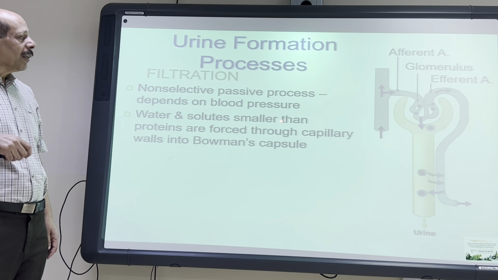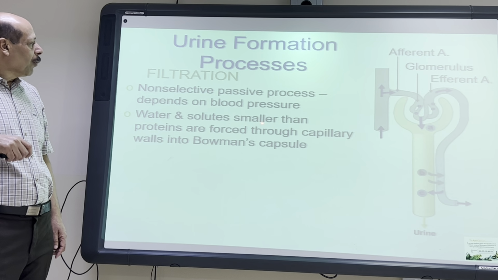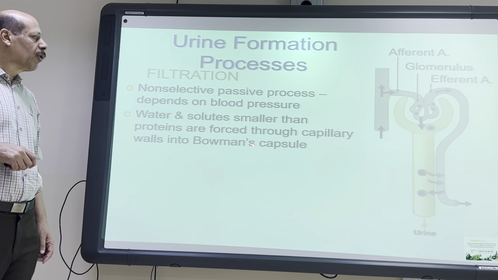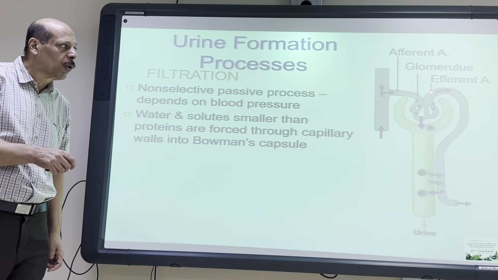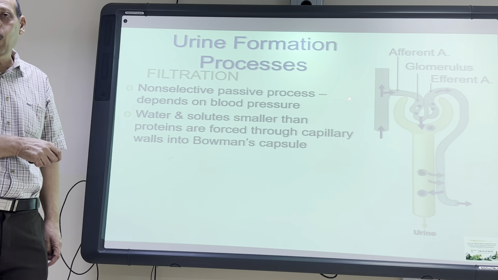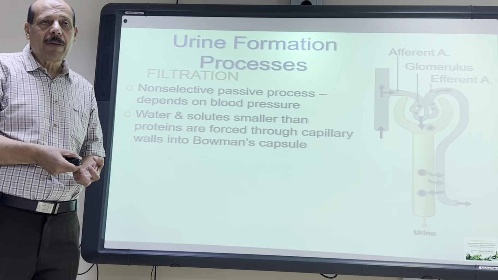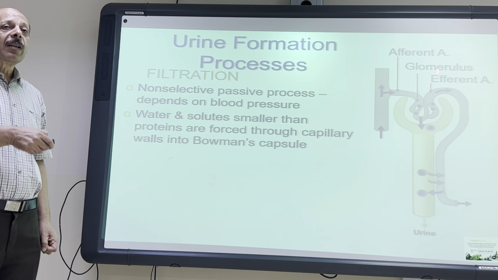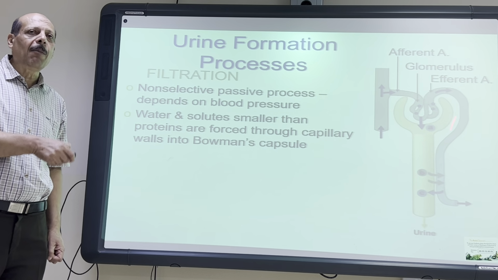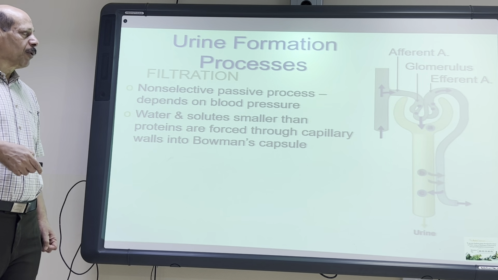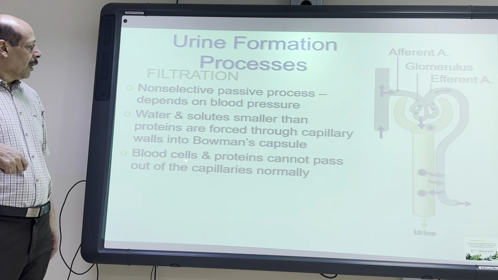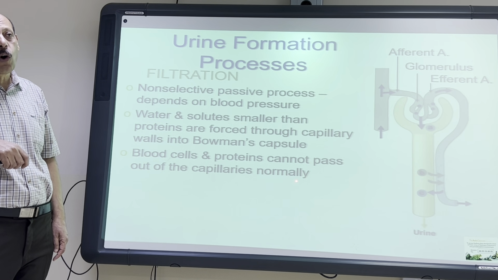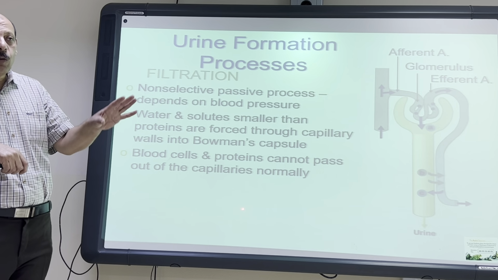So water and the solutes, which are smaller than protein, are forced through the capillary wall into the Bowman capsule. It is forced through due to what? What is the force exerted on it? It is the pressure, the high pressure. So due to the pressure, the solutes and water will come out into the Bowman capsule. Then blood cells and protein cannot pass out through the capillary. This is normal.